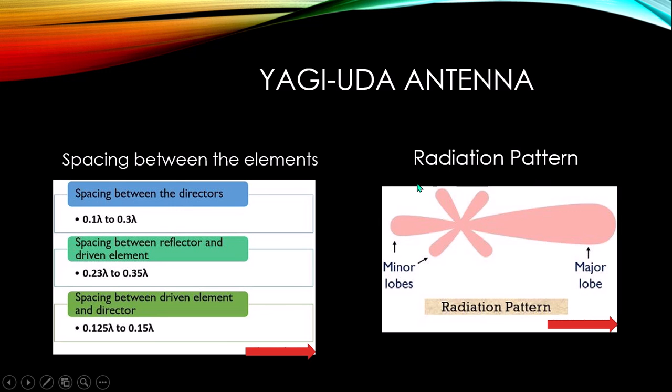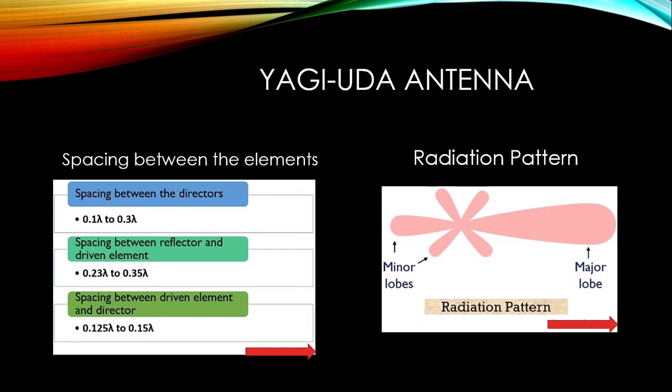So let's have the radiation pattern of the Yagi-Uda antenna. As you can see here, there are the minor lobes and the major lobes. The minor lobes are smaller than the major lobes. The major lobe represents the forward radiated wave, while the minor lobe represents the back radiated wave.